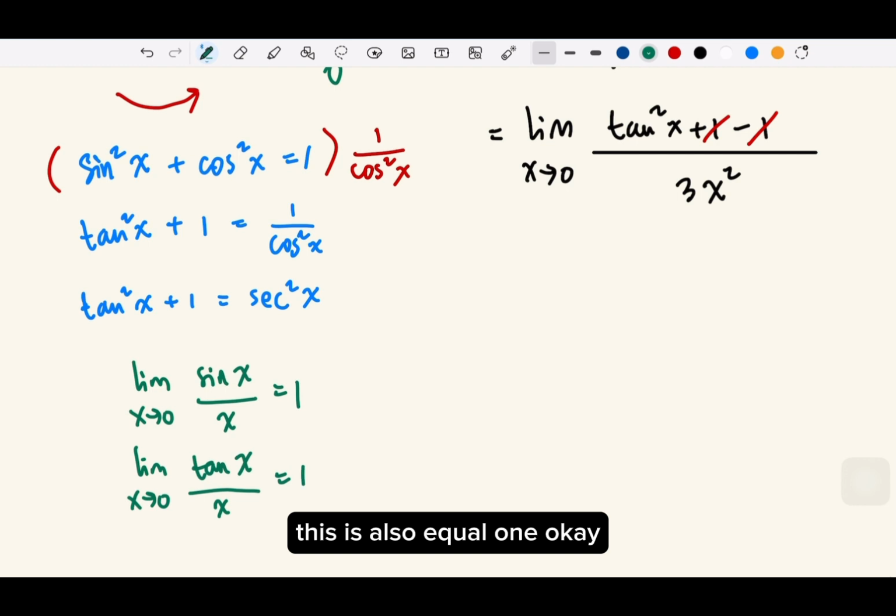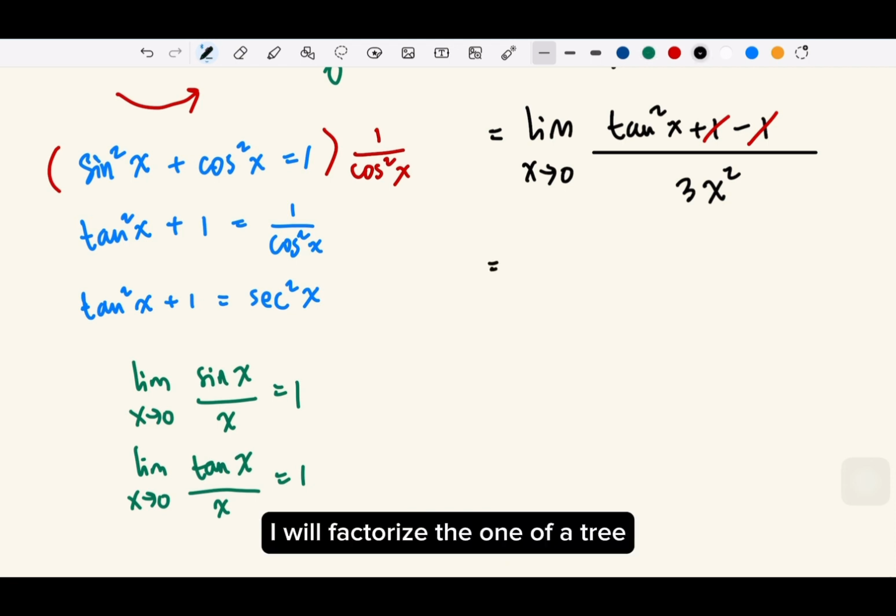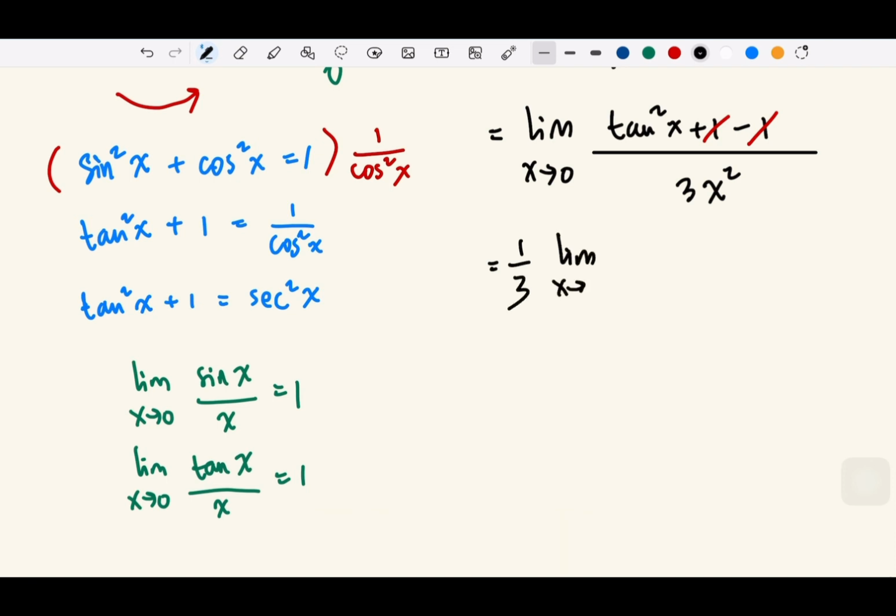This is also equal to 1. Okay. So I will factorize the 1 over 3, and this will be, actually, okay.